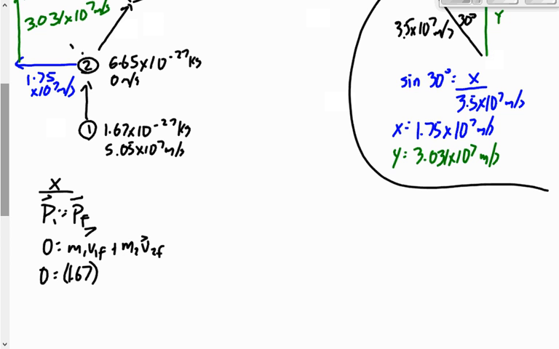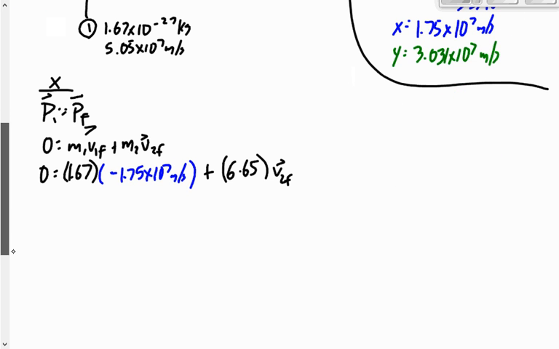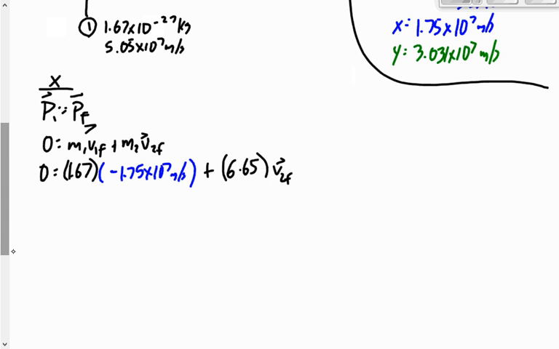Okay, so this is 1.67. The x component of object number 1's final velocity is negative 1.75 times 10 to the 7 meters per second. M2, this is the alpha particle, but I canceled the 10 to the minus 27, so it's just 6.65 times V2F. Now, in an effort to save a little bit of time here, I'm not going to go through this on my calculator.